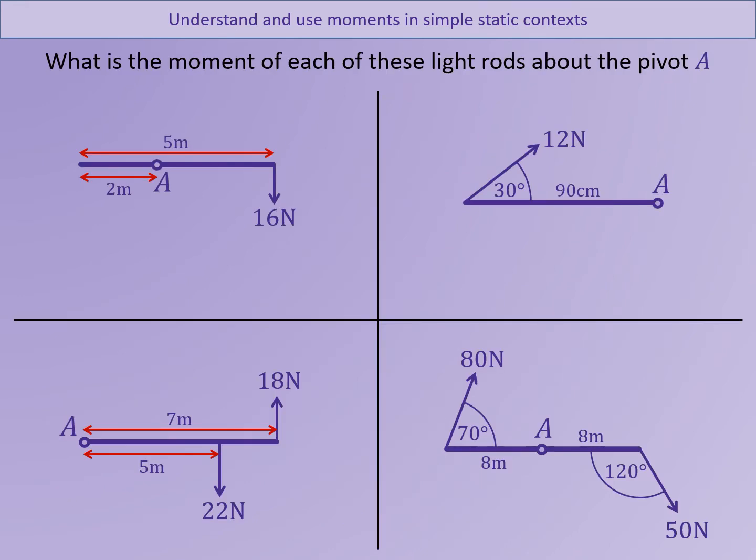Okay, so what I'd like you to do is just have a go at these 4 examples just here. So see if you can work out, as it's asking there, the moment of each of these light rods. And just to ask you, or if you're in class, I'll be asking you, what do we mean by a light rod? The word light. Now the word light just means that we don't have to take into account anything to do with the weight of that rod. You can ignore the weight of that rod. Not very realistic, but that's what you can do. You can ignore the weight of it.